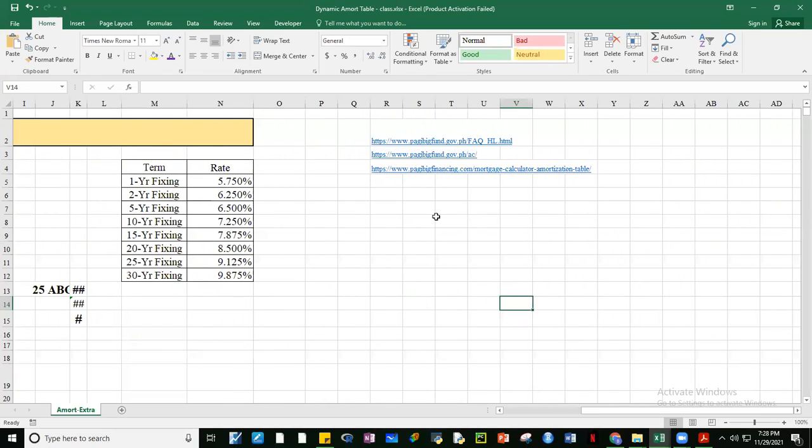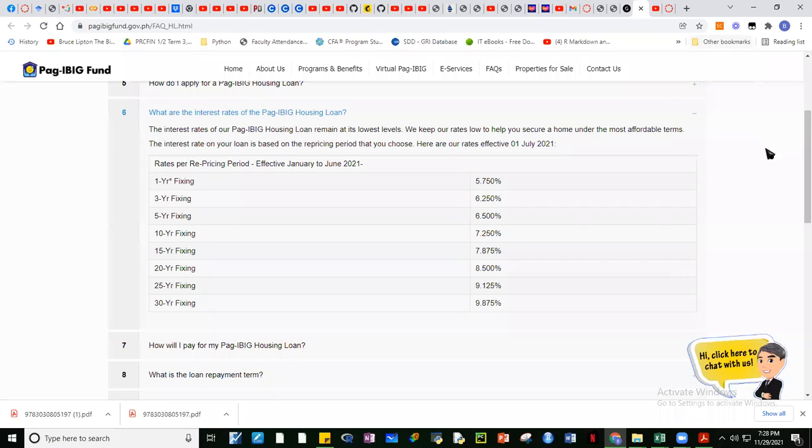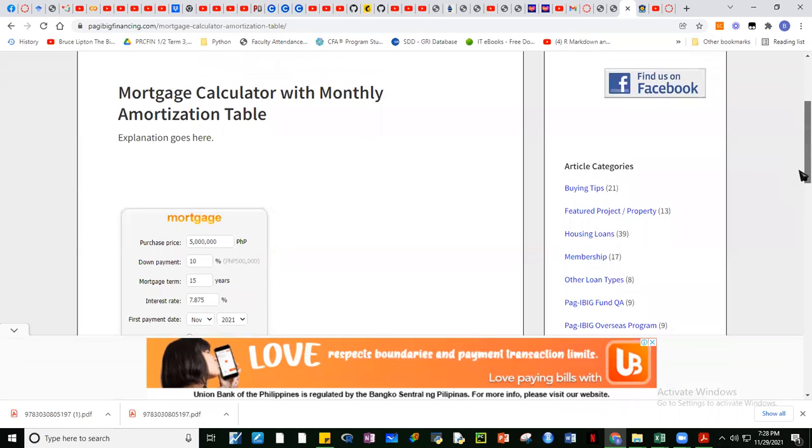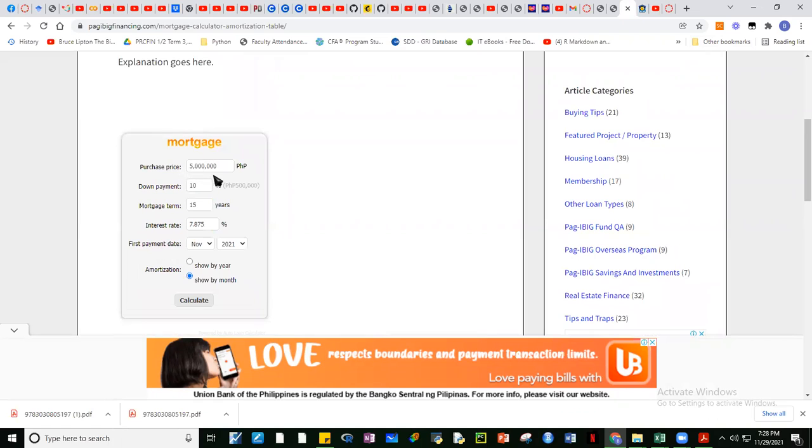I will ask you, not at this time, guys, kayo na lang mag-check nito, itong Pag-IBIG Financing mortgage calculator. I'll just flash it and show you how this works. Input natin: magkano yung purchase price? 5 million here. Down payment? 10%. Mortgage term, ilang years? 15 years. And then ipasok natin yung interest rate, 7.875%.